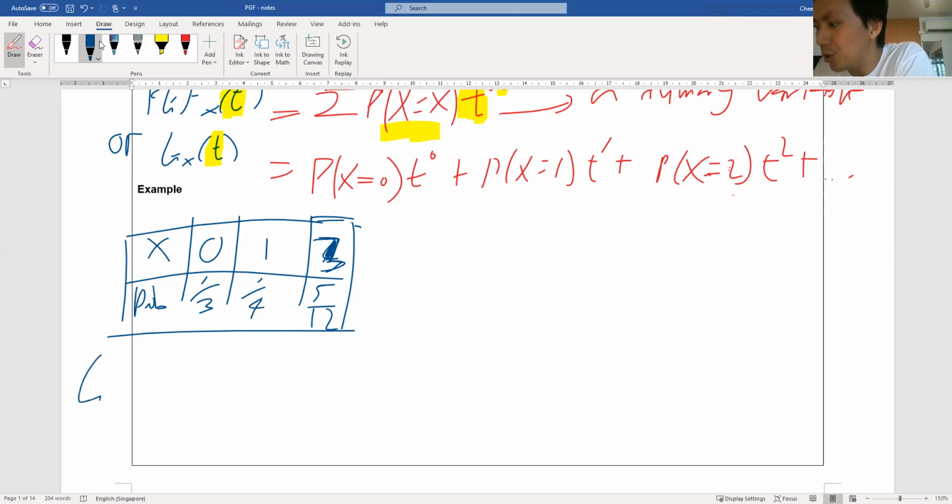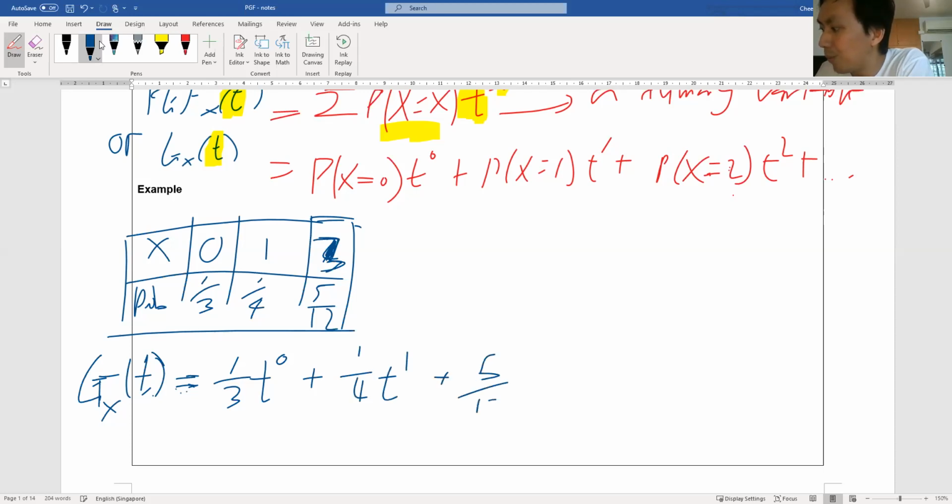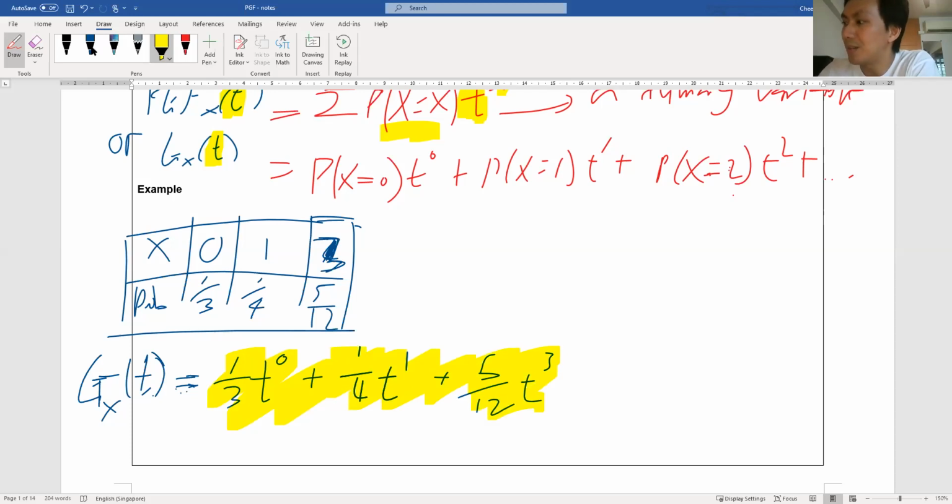So the short form tends to be G subscript X, then T. The subscript actually refers to which variable you are constructing for. Then at the end of the day, this polynomial or the function has got to be in terms of T, the dummy variable. So it will be like this: 1/3 T to the power of 0 plus 1/4 T to the power of 1 plus 5/12 T cubed. So this is the probability generating function or polynomial describing this particular discrete random variable. Can follow so far? Can see the pattern?